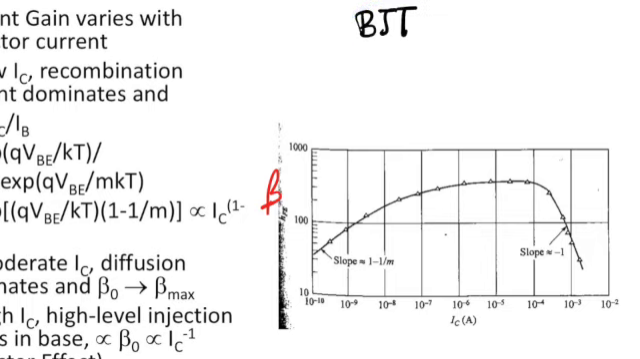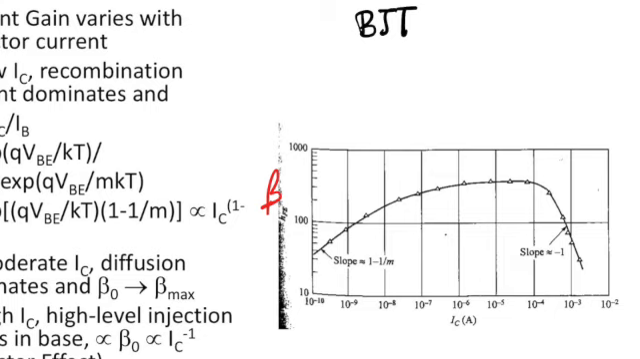Now we'll talk about the other types of secondary effect in BJT. So in BJT, if you plot the graph of beta, this is hFE or the beta, against the collector current, we can see a trend whereby there are three regions over here.